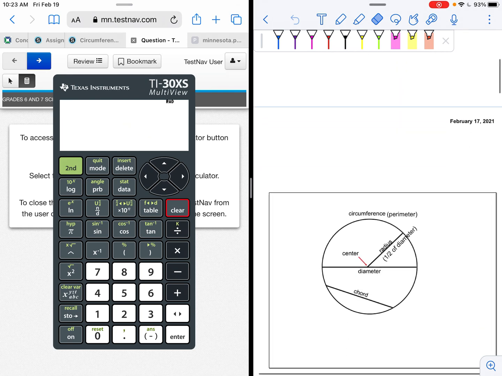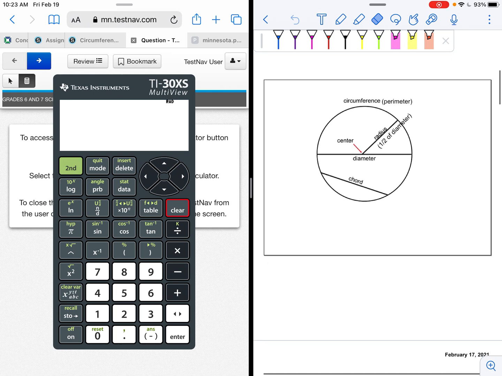So let's get started. The first thing I want to talk about is the parts of a circle. Circles look very simplistic, but they are actually a very complicated geometric shape. And you are going to be responsible for knowing all the parts of a circle. So today's lesson is actually on circumference. And you can see circumference is actually the perimeter of a circle. So that's going to be the outer edge all the way around.